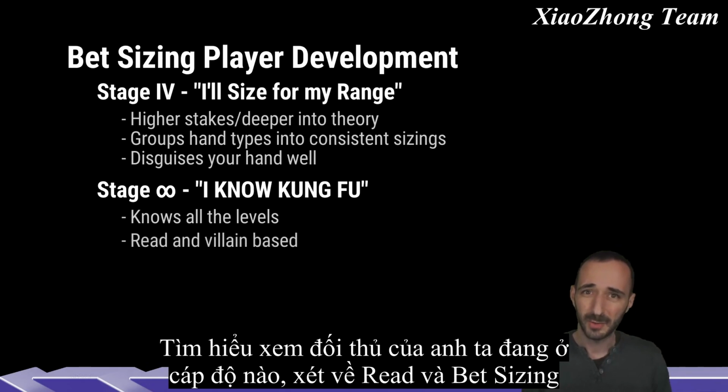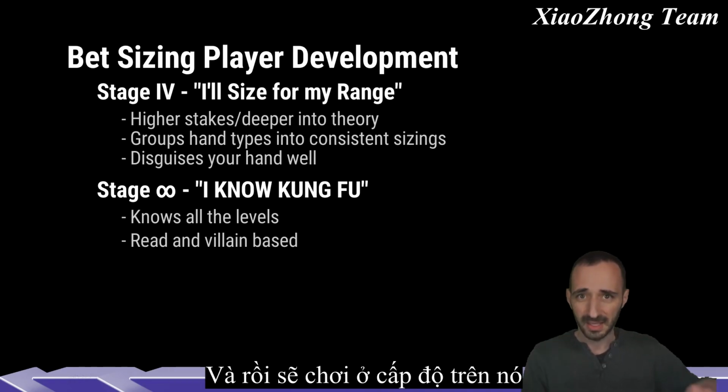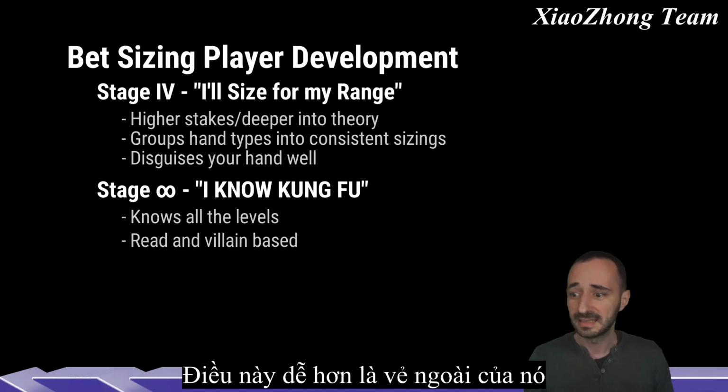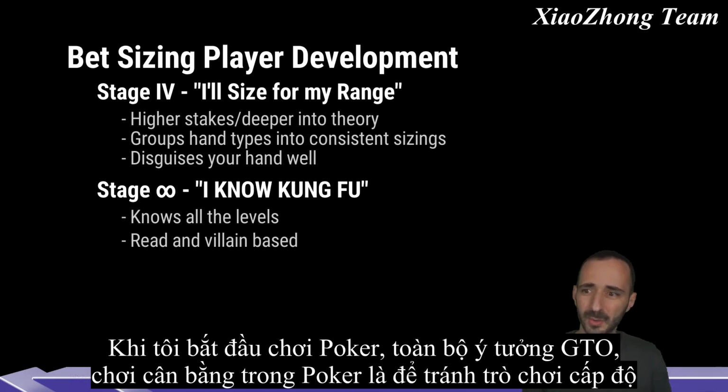Right? Figuring out which level your opponent is at in terms of reading and reacting to bet sizes, and then being one level above that. And this is easier than it seems. When I started poker, the entire idea of GTO in poker and of balance in poker is to avoid leveling games.